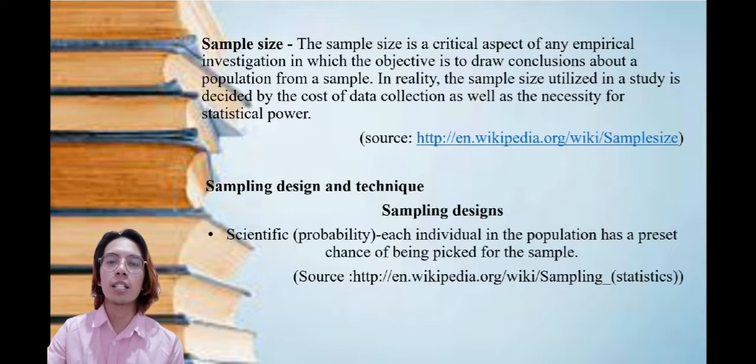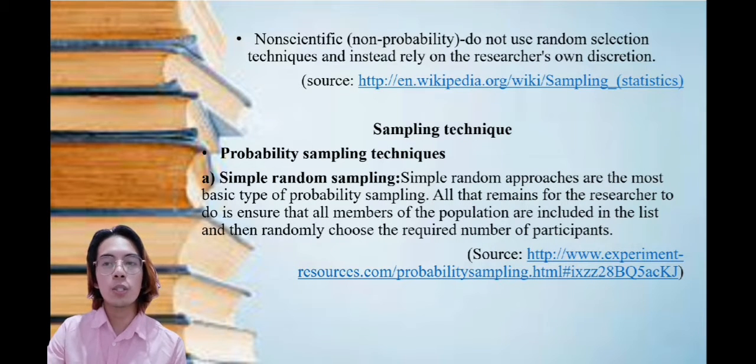Then next is non-scientific. Non-probability sampling does not use random selection techniques and instead relies on the researcher. Non-scientific sampling is also known as non-probability sampling. It is any sampling process in which some members of the population have no chance of selection or where the probability of selection cannot be established properly.